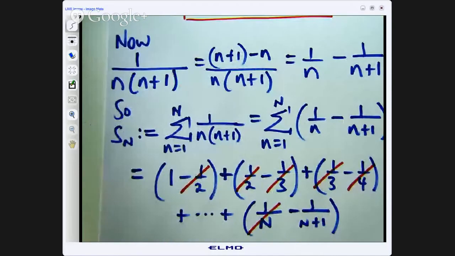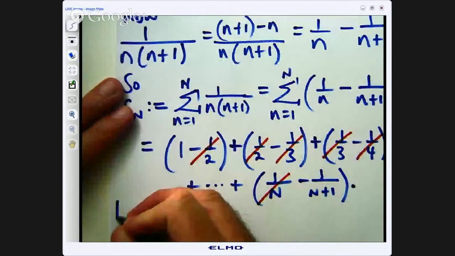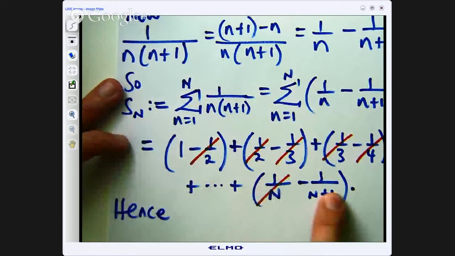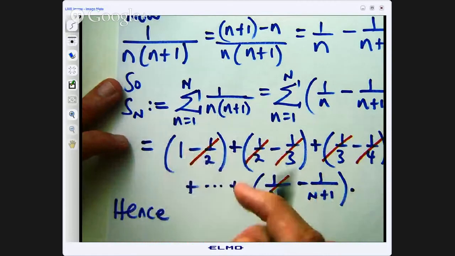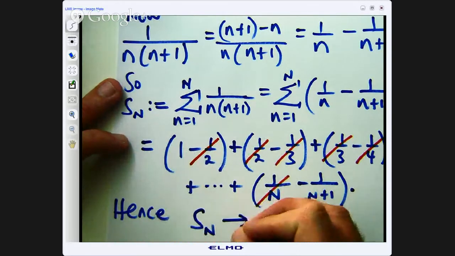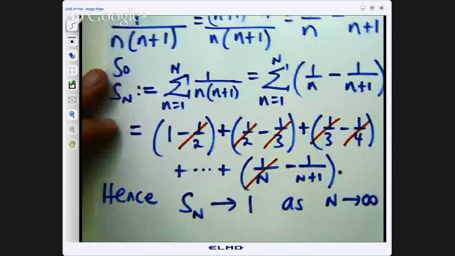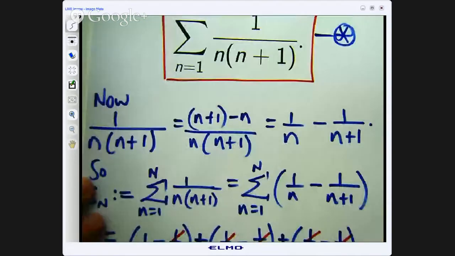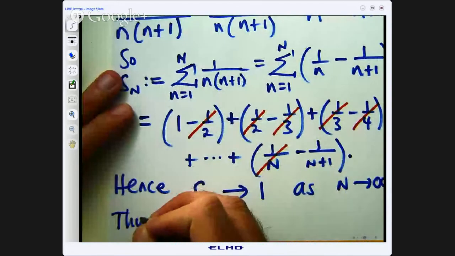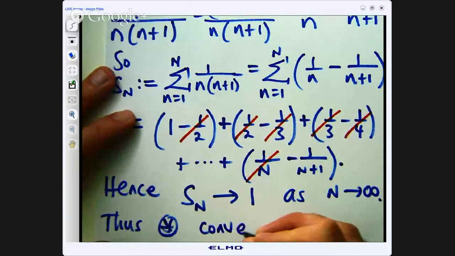Okay, so let's do that. If I take the limit as big N approaches infinity, this will go to 0 and this will just stay 1. Okay, so let's call this star. Star converges to 1.